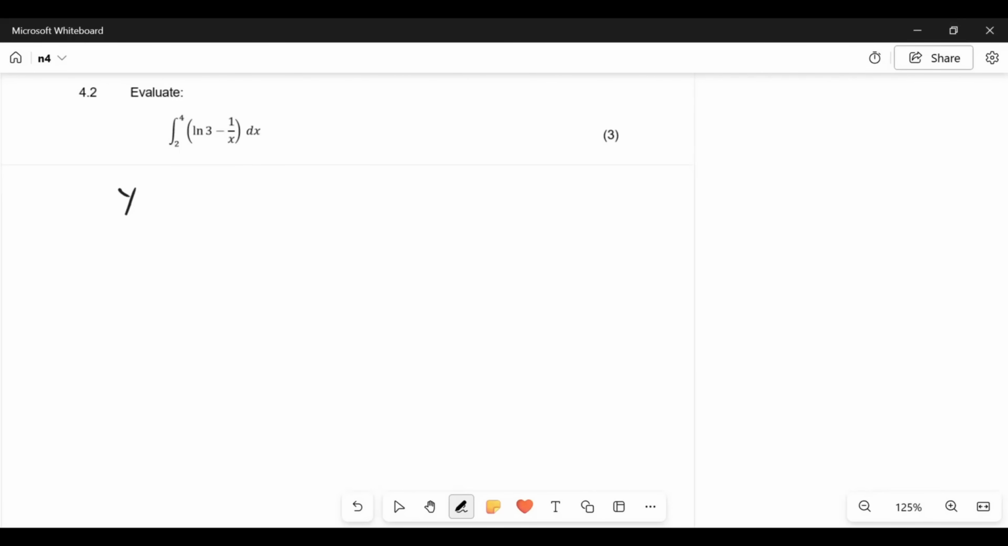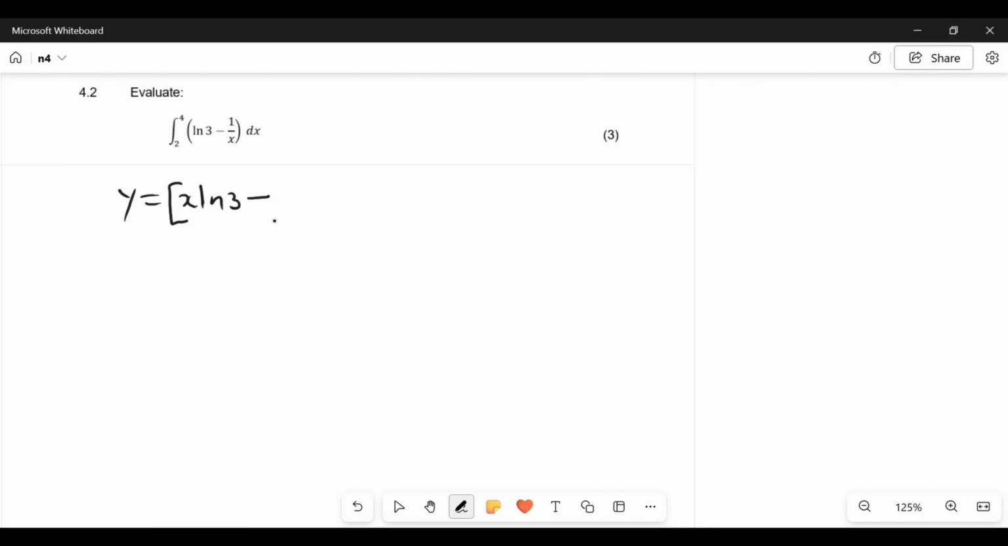So when you integrate this, ln 3 is a constant. So remember, when you integrate the constant, you multiply by the variable that you're integrating with. In this case, it's actually x. So this is going to be x ln 3 minus 1 over x.